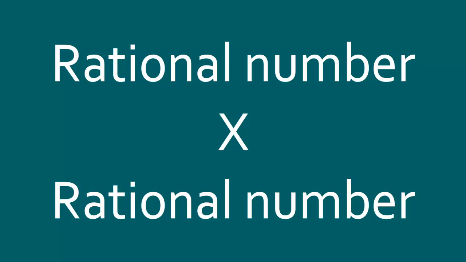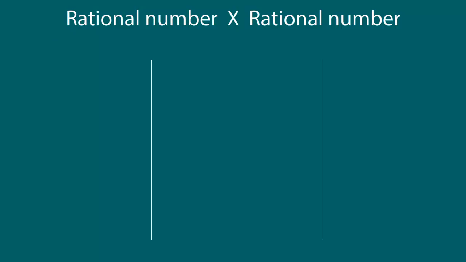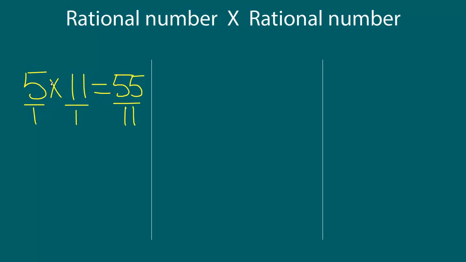What happens when we multiply a rational number by another rational number? Let's find out. Let's take a look at some examples. So let's say we have the number 5 and we want to multiply this by the number 11. So what do we get? We get 55. We know that 11 times 5 is 55. Now each one of them is a rational number. So when we multiply two rational numbers, we are getting a rational number.